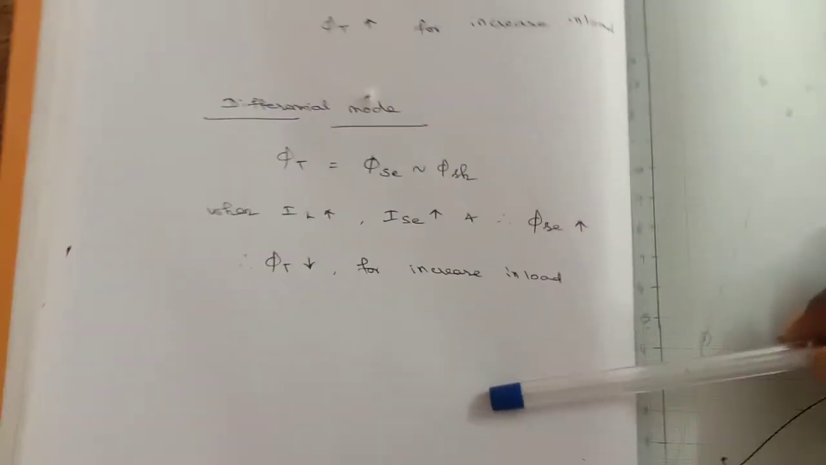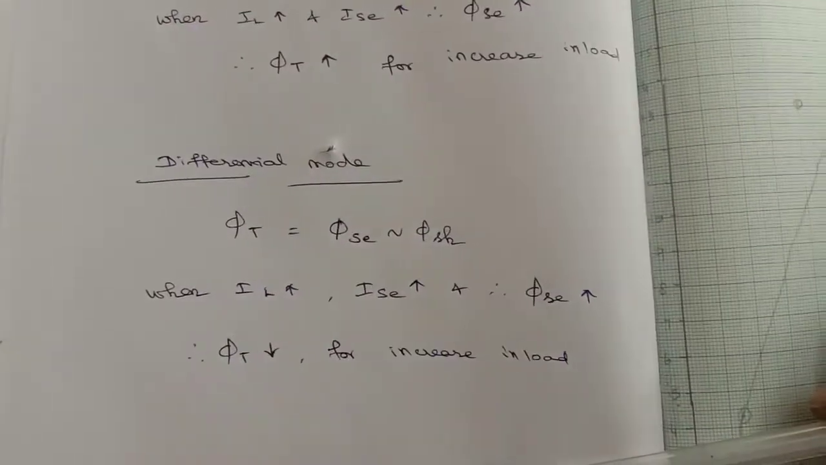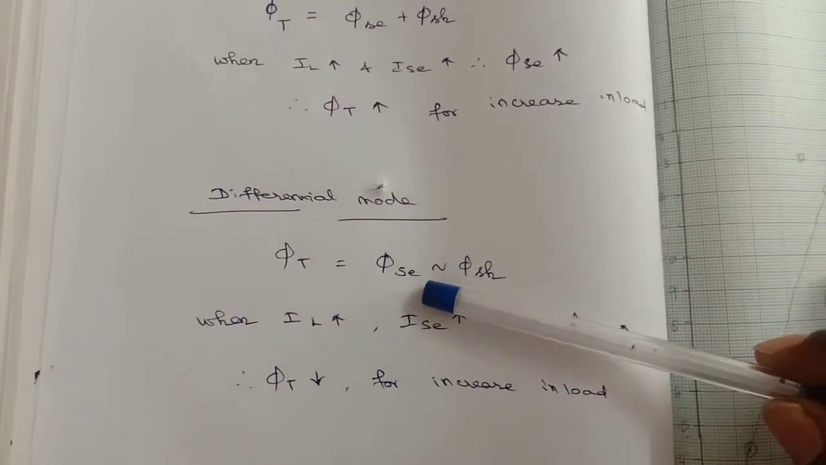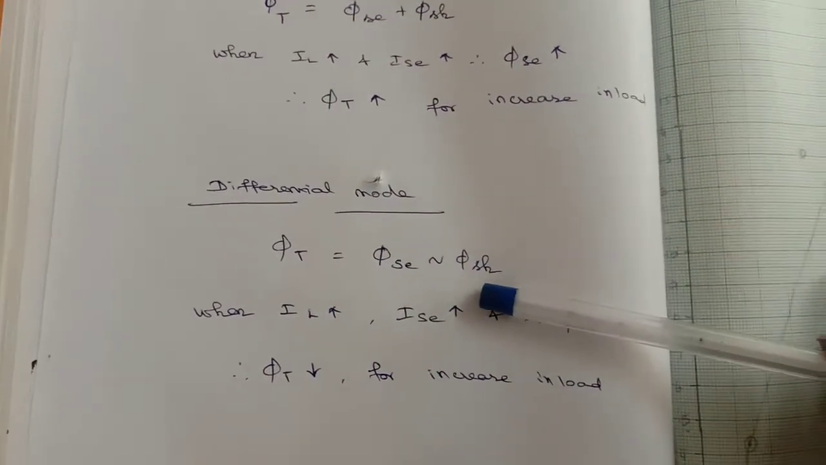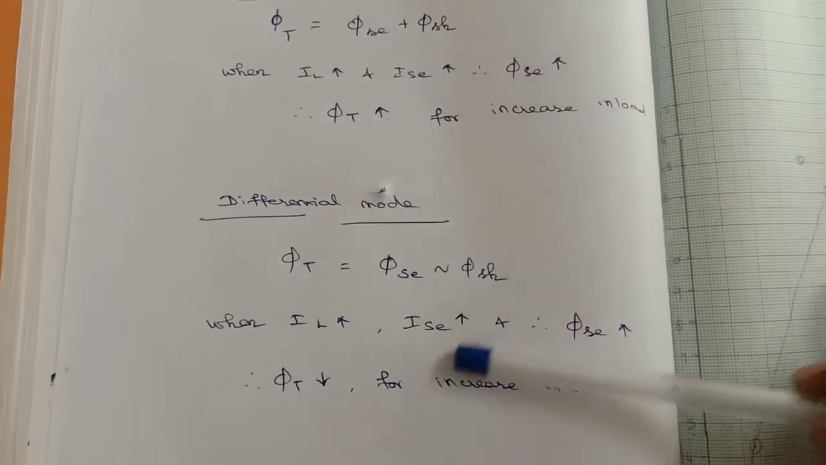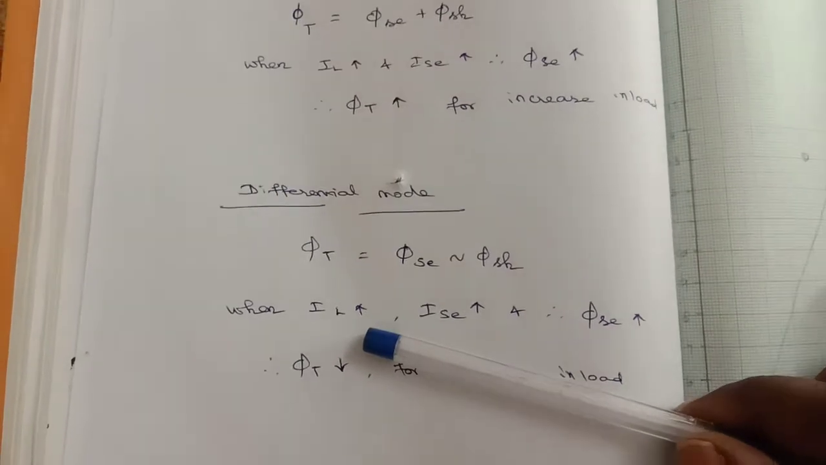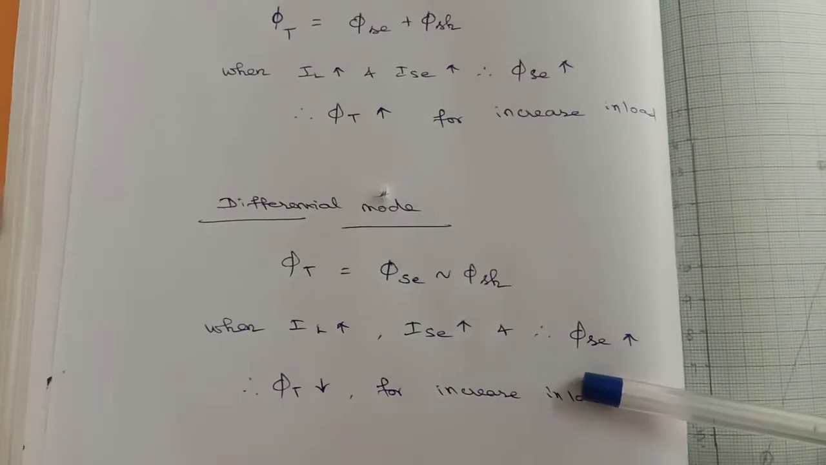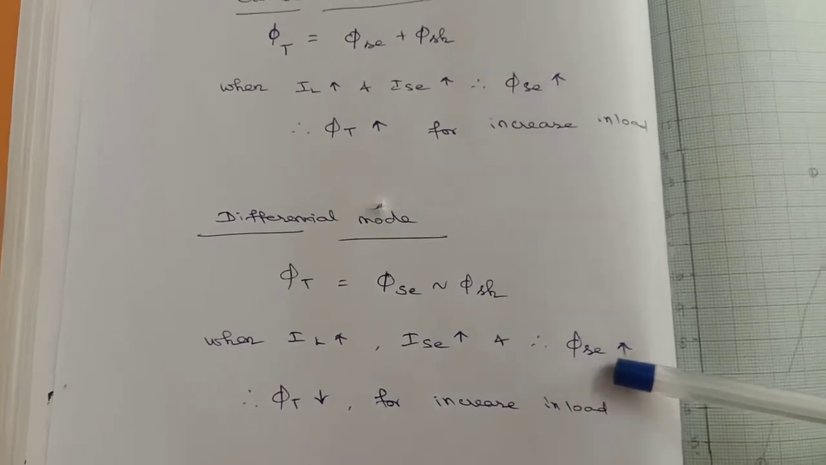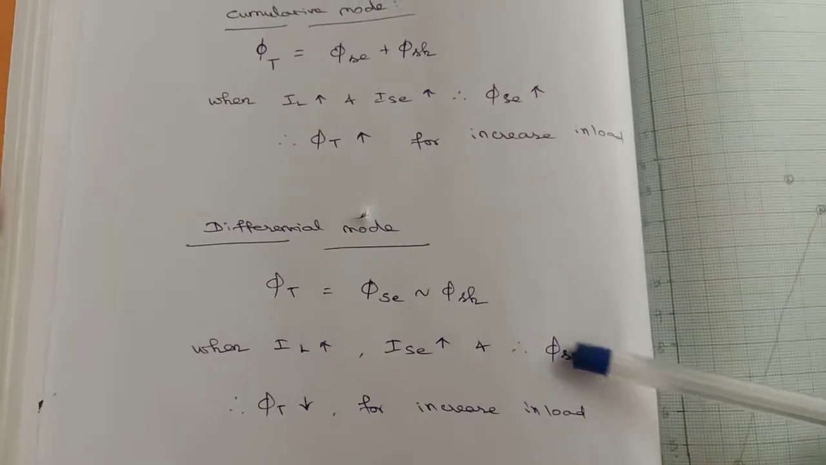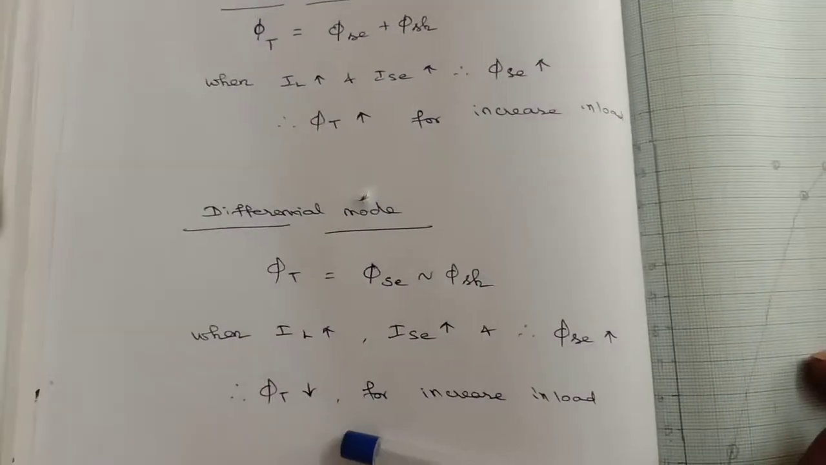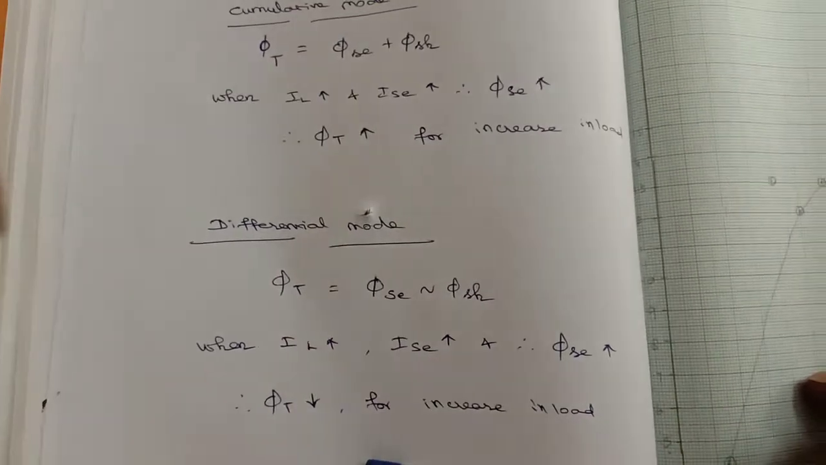In differential mode, the total flux is the difference of both the fluxes, that is, phi T is equal to phi SE minus phi SH. Phi SE is the series field flux and phi SH is the shunt field flux. Here also, when the load is increased, when IL is increased, the series field current Ise is increased and hence the series field flux phi SE increases. Since phi T is the difference between both the fluxes, the total flux will be reduced for every increase in load.